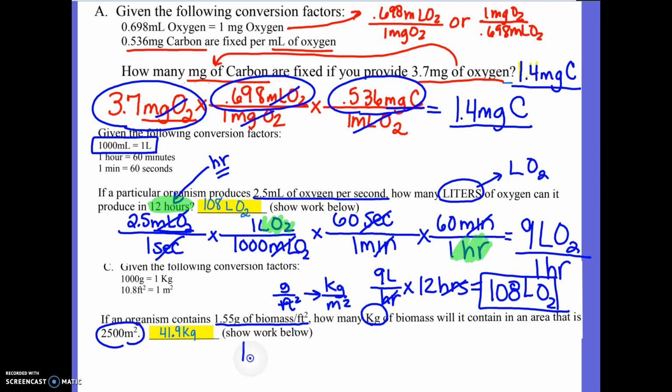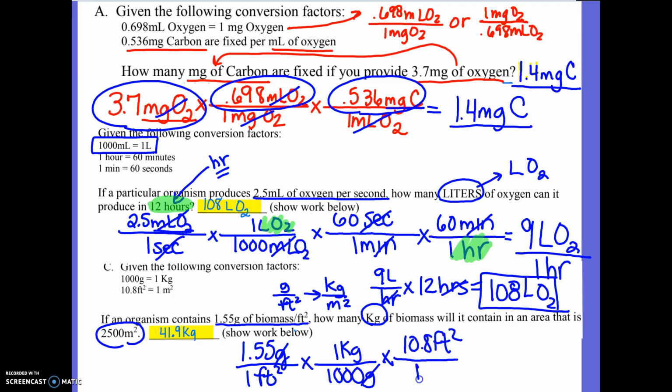So start with our given number, 1.55 grams per every square foot. My first conversion factor, I'm going to go ahead and convert from grams to kilograms. So there are 1,000 grams in 1 kilogram. Notice grams will cancel. If I stop here, my answer would be in kilograms per square foot. But I want per square meter, and I do have a conversion for that. So there are 10.8 square feet per every 1 square meter. Notice that feet are in my denominator in my original number, so I want them in my numerator here.